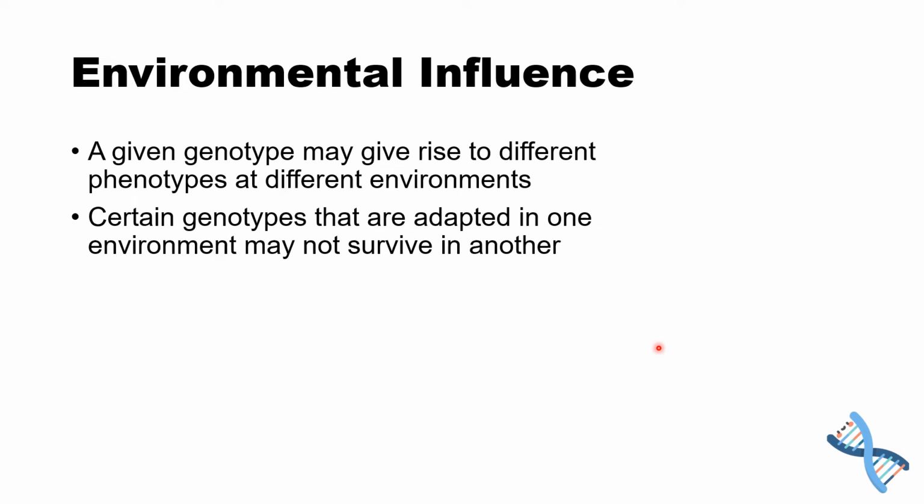So, a classic example nun is yung merong hamster kasi na it is called winter white. So, yung winter white na yun, pag malamig yung panahon, white yung coat color. Pero pag mainit yung panahon, nagiging brown yung coat color. So, yun. Certain genotypes may survive on a specific environment, pero pag nilagay mo na siya on a different environment, hindi na siya makaka-survive.